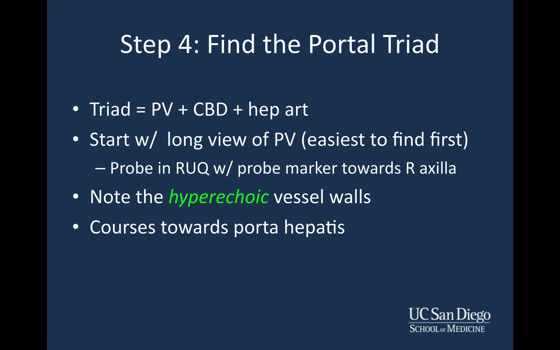Okay, so now we've found the gallbladder, we've looked for stones, we've looked for gallbladder wall thickening, we have looked for pericholecystic fluid, and now we're going to find the portal triad, specifically because we would like to assess the common bile duct. Remember, the portal triad is portal vein, common bile duct, and hepatic artery. Now, to do this, there's a couple different ways it can be done. I personally like to proceed as follows. I like to find a longitudinal view of the portal vein, which I find is easiest. And once I've done that, then I'm going to want to look for these hyperechoic vessel walls to help me be certain that I'm looking at the portal vein. And as we do that, then we can look for the common bile duct itself.